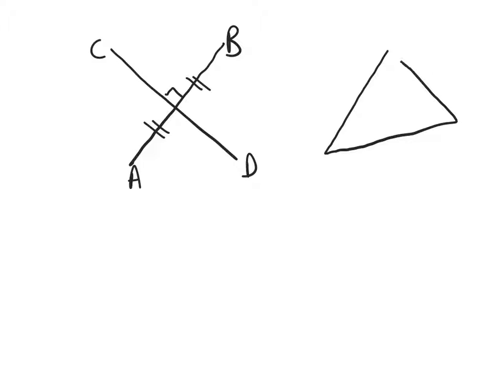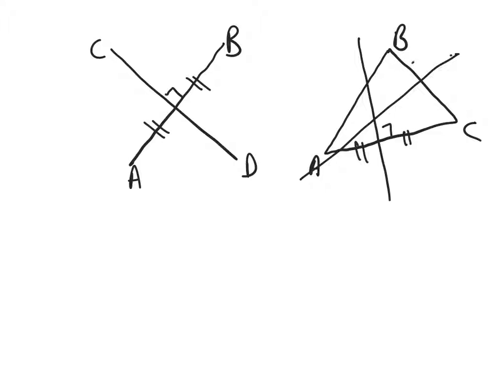If we've got a triangle, let's call this triangle ABC. Any triangle has got three perpendicular bisectors, so the perpendicular bisector of AC would look something like this. So it cuts in the middle and at a right angle. The perpendicular bisector of BC is something like this, cuts in the middle and at a right angle. And the perpendicular bisector of AB would look a bit like that, cutting in the middle and at a right angle.